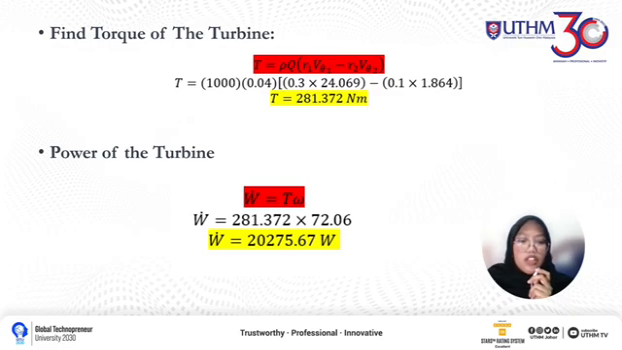The power value of 20275.67 watt indicates the rate at which the radial flow turbine is transferring energy from the flowing water to its mechanical output. Specifically, it means that the turbine can convert 20275.67 joules of energy per second from the water flow into mechanical work.